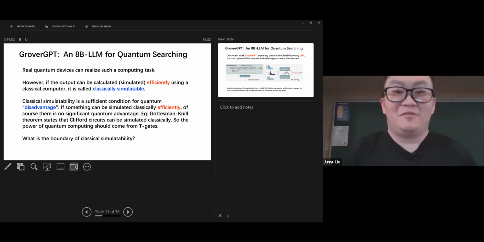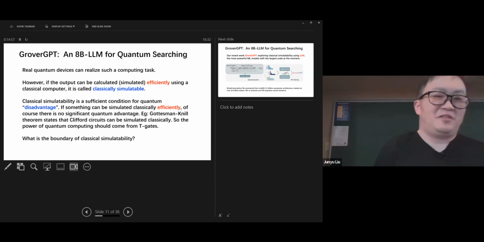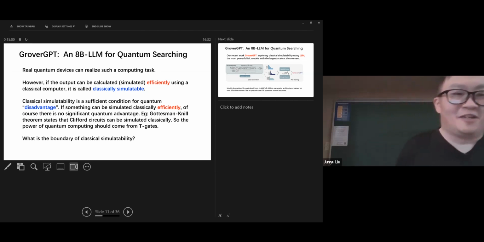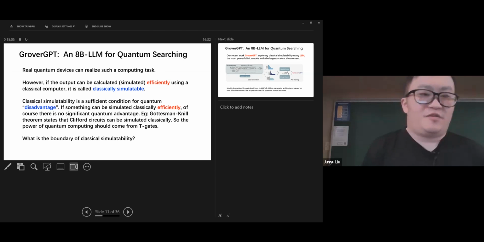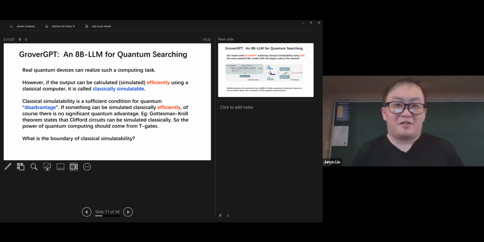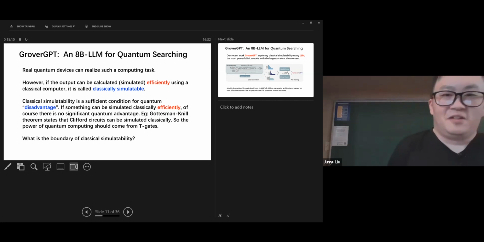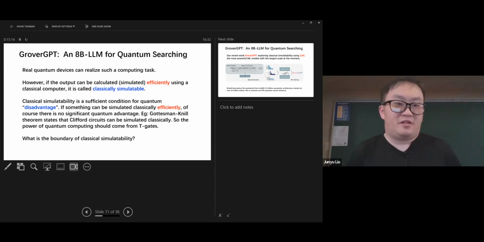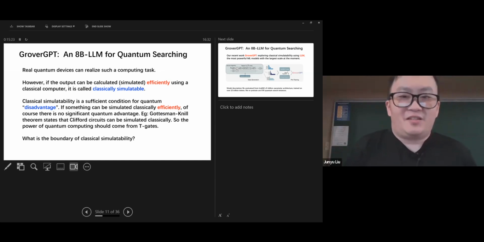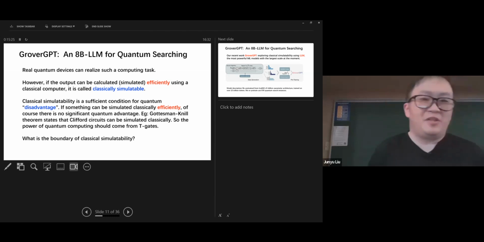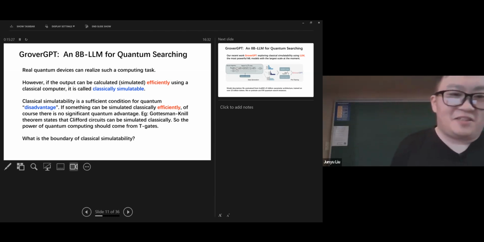Because if someone can simulate classically, just like many tensor network experiments that people discussed recently, and also some other optimization experiments, then that means that there is no significant quantum advantage. And for instance, we know that Clifford circuits can be simulated classically. So that is a famous statement in quantum error correction. So the power of quantum computing should really come from a combination of Clifford circuit plus the T-gate. So that can generate universal quantum computing. Otherwise, it can be simulated classically.